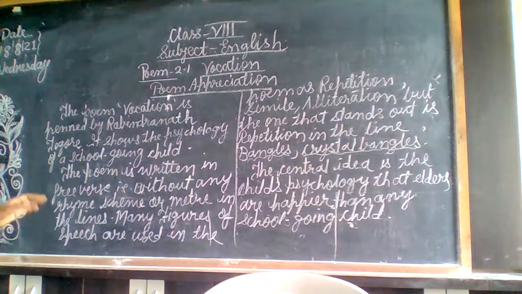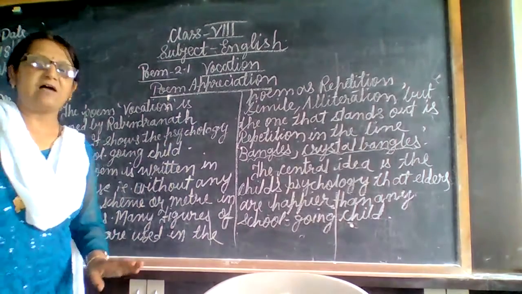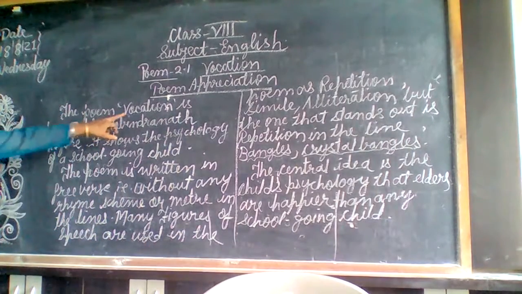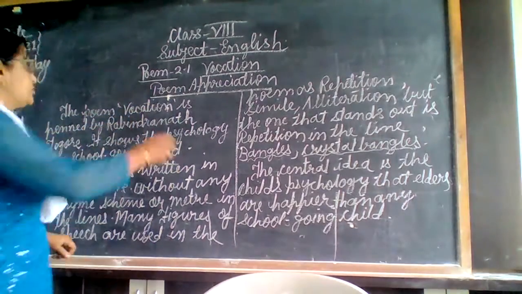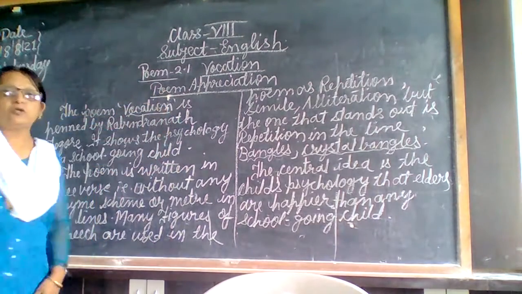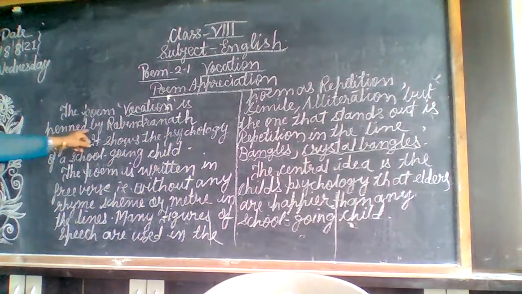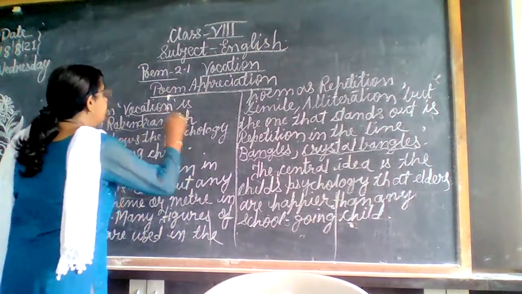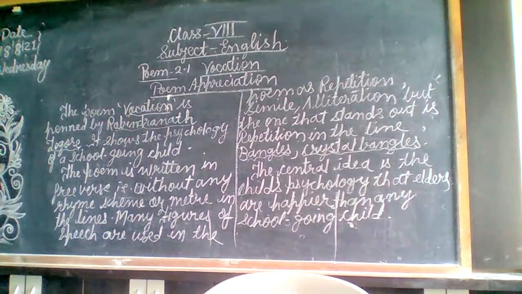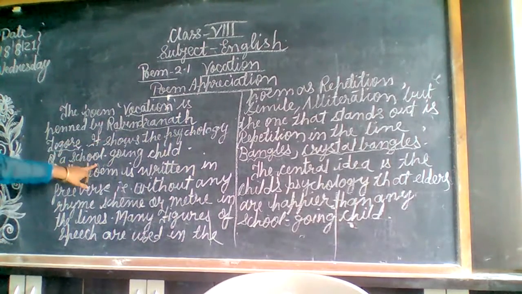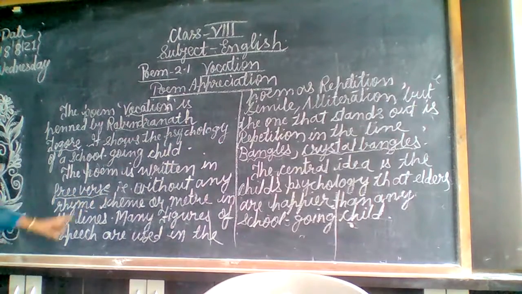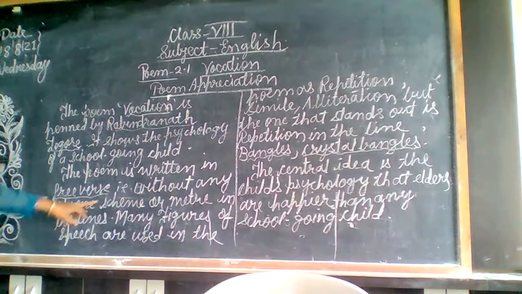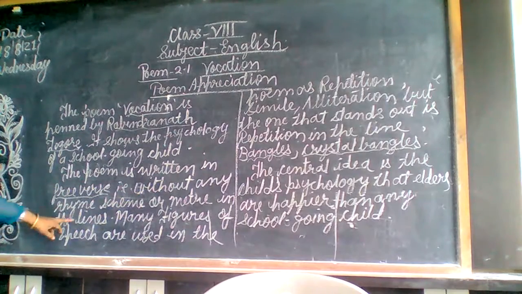Questions and all the grammar portion, poetic devices, that also we have discussed. So in the first paragraph, the poem 'Vocation', you will write in single inverted commas. You may underline also. Somewhere you should highlight the words. Is penned by Rabindranath Tagore, this also in a very light manner you will underline. It shows the psychology of the school going child. The poem is written in three words, this is also important, so you can underline it, without any rhyme scheme or meter in the lines.